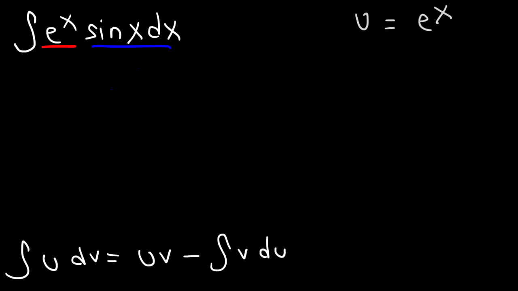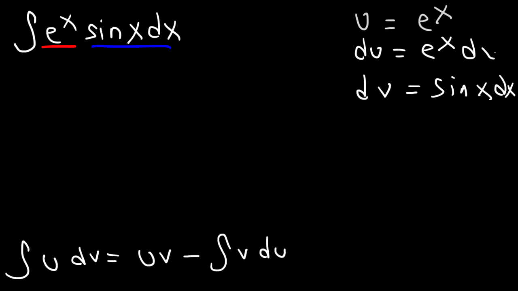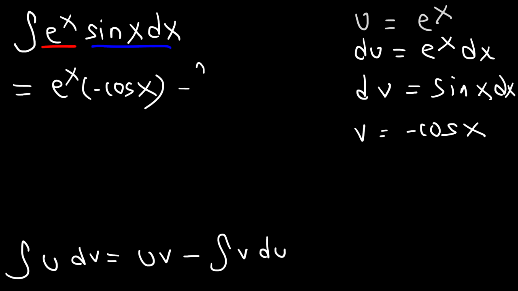And then dv, we're going to make that equal to sine x dx. Now, du, the derivative of e to the x, is going to be e to the x times dx. And v, the integral of sine, is negative cosine. So now, applying the formula u times v, that's e to the x times negative cosine x minus the integral of v du, where v is negative cosine x and du is e to the x dx.